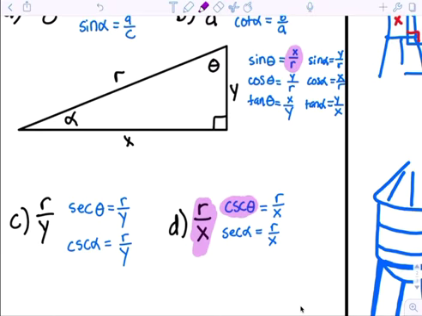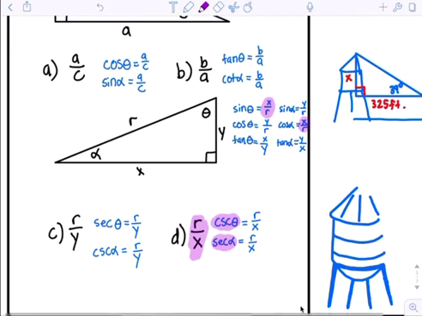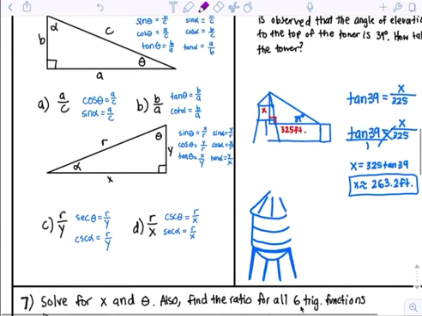Now when you guys look at your alphas, this one is really close to being r over x. All we need to do is take the reciprocal. So the reciprocal of cosine is secant, which is why we get secant of alpha. Okay, so that's how you guys do number 5, all right?